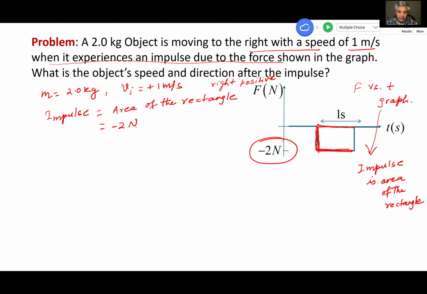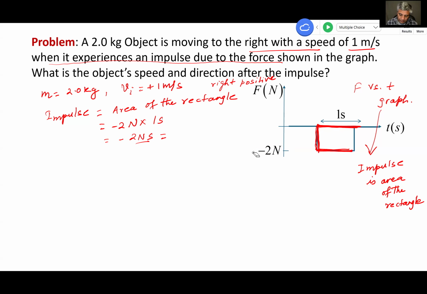Remember, impulse is a vector as well. Force is also a vector. So we need to keep track of their sign. Times the time interval, in this case 1 second, okay? So that means it is a negative 2 newton second impulse. And that's the unit.